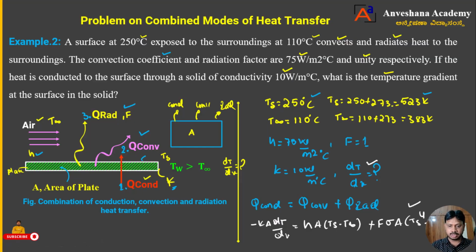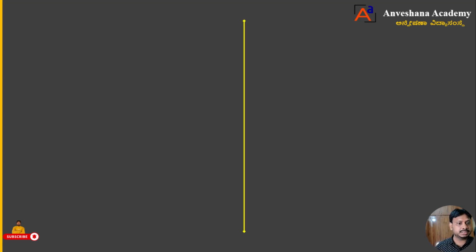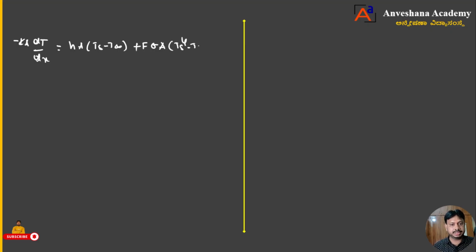Now let's solve this. So what is the equation, dear students? Once again I will write the equation here. Minus kA dT by dx is equal to hA (Ts minus T infinity) plus the radiation heat transfer, that is F sigma A (Ts to the power of 4 minus T infinity to the power of 4). Okay, so this is the equation.